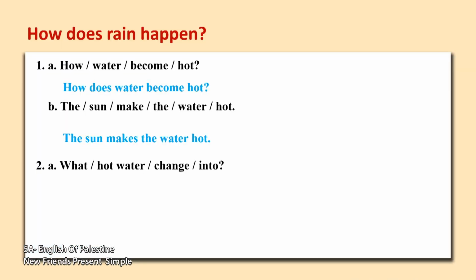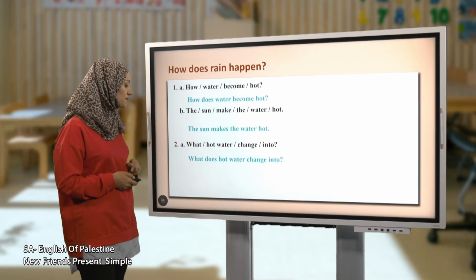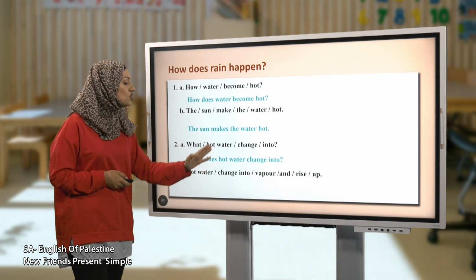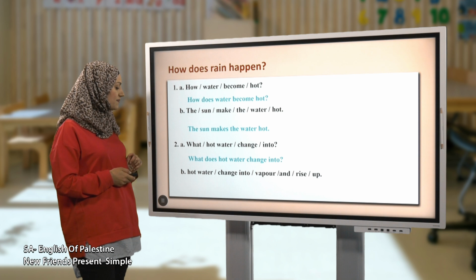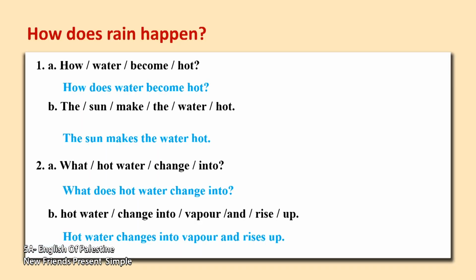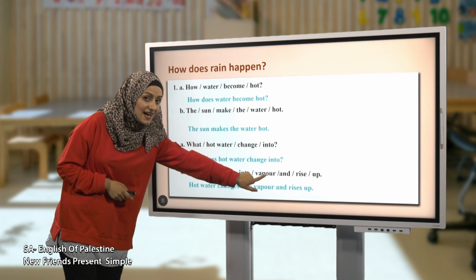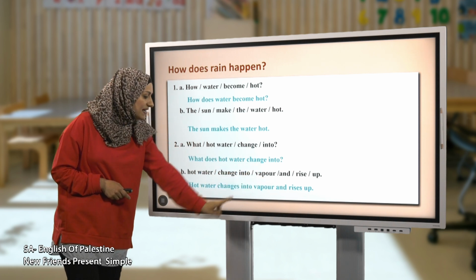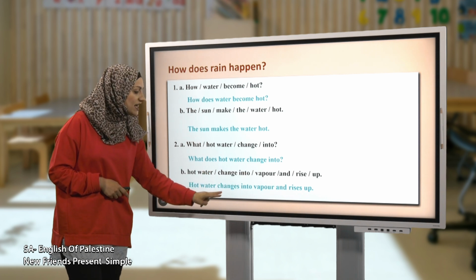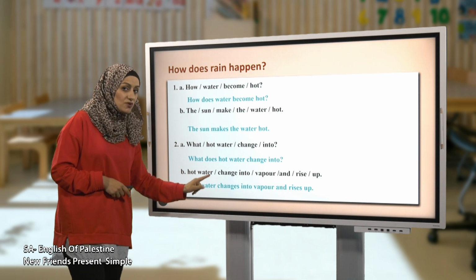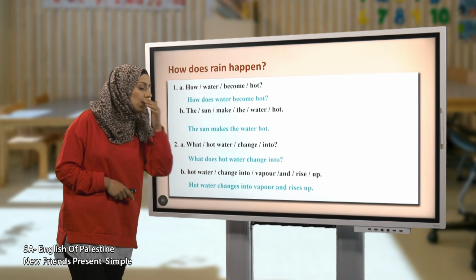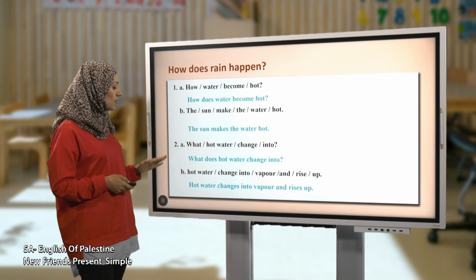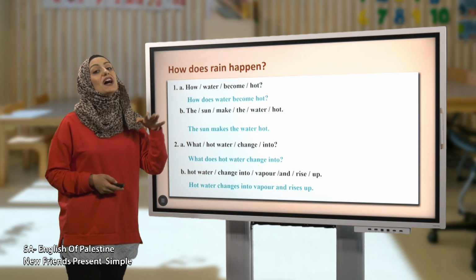Another question. What hot water change into? The answer is, what does hot water change into? Hot water changes into vapor and rises up. Never forget to put the s after the second verb. Here, as you can see, we have two verbs, change and rise. If you put s to the first verb and then and, you need to put s to the second verb too. So, hot water changes and rises.